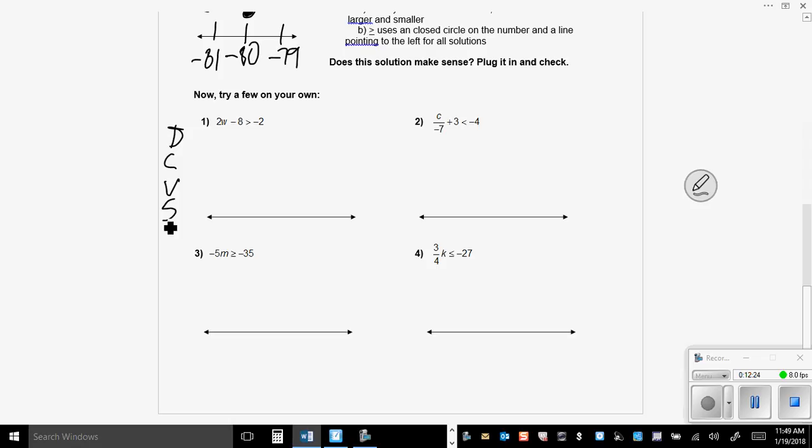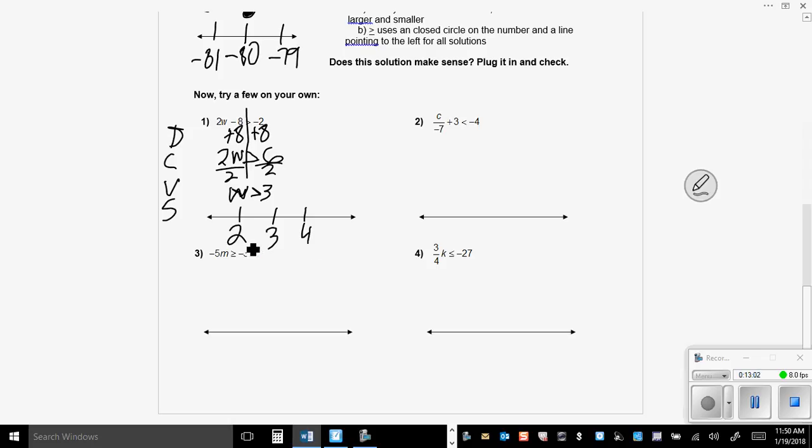All right, now, DCVS every single time, right? Because we still got to come back to equations at the end of the year, and we want to keep these rules fresh. So, draw a line. We'll add 8 here. We will add 8 here, right? And we have 2W is greater than 6. Now, what we're going to do is divide each side by 2 because we want to split those up, and we have W is greater than 3.